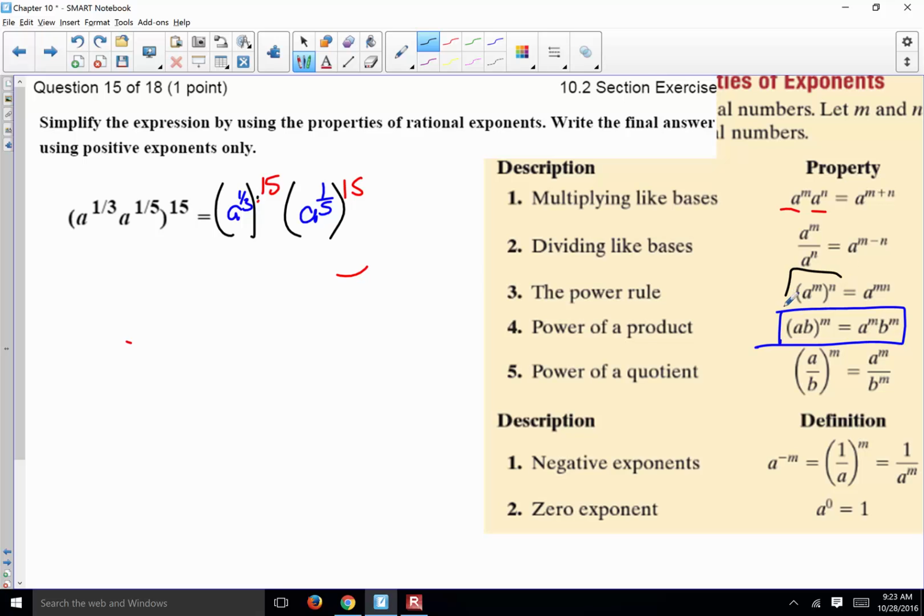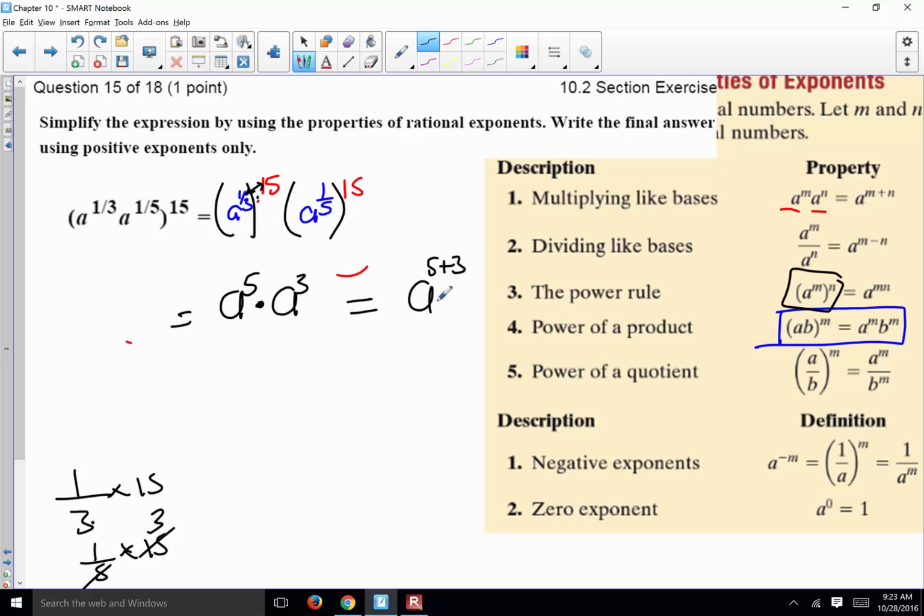Now, if you have a double power situation, you simply multiply 1/3 and 15. What is 1/3 times 15? Come on. What is 1/3 times 15? How many times 3 goes into 15? 5. How about 1/5 of 15? Cancel 3. Now do rule 1. What is rule 1? Add them. Add the powers. A to the 8. So what's the story we got here?